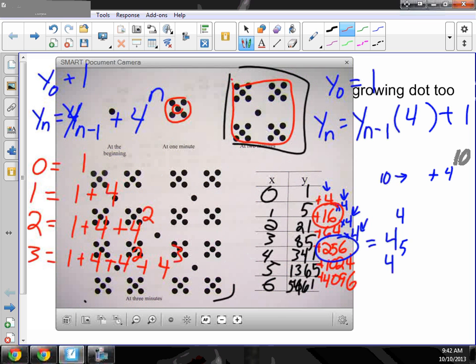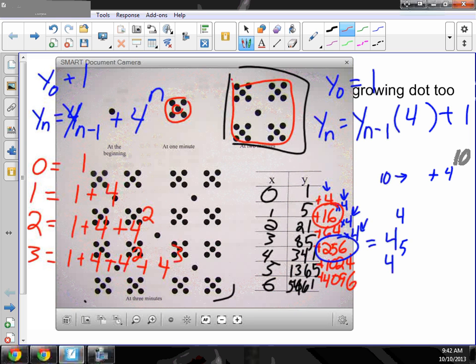Oh, good. A recursive graph has dots. Good. Why are recursive equations sometimes not a good idea? When does a recursive equation cause problems for us? That's the definition of recursive, knowing the one before.